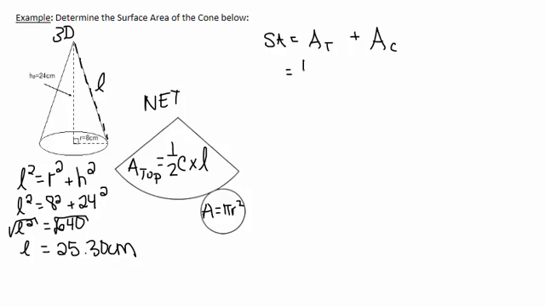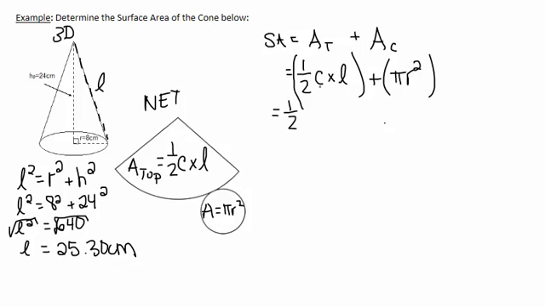The area of the top shape formula is 1/2 circumference times slant height. And you can kind of remember that, it's kind of like the area of a triangle formula. This also sort of looks like a triangle. Plus the area of a circle, which is pi r squared. So circumference is equal to 2 pi r times the slant height, which is 25.3.